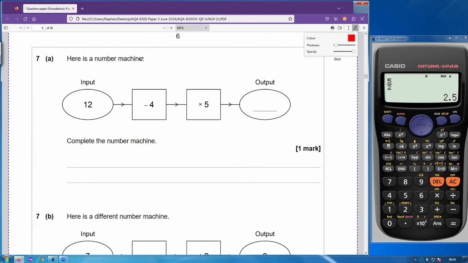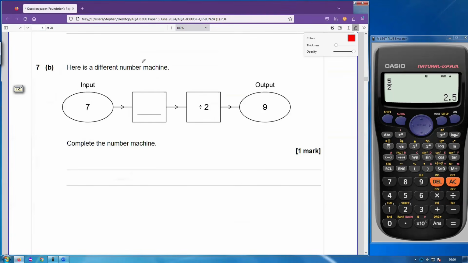Here's a number machine. Input 12, minus 4, times 5, gets the output. This isn't using BIDMAS. You have to do each step. So 12 minus 4 gets us to 8. 8 times 5 gets us to 40.